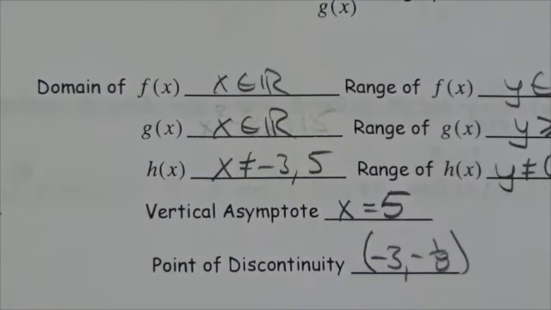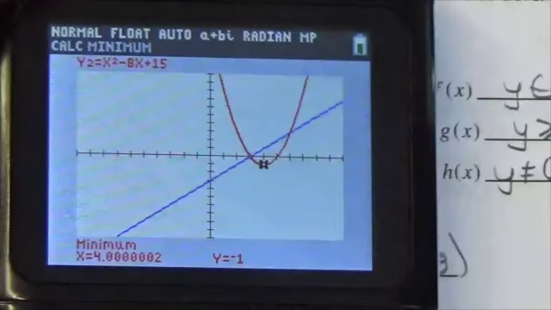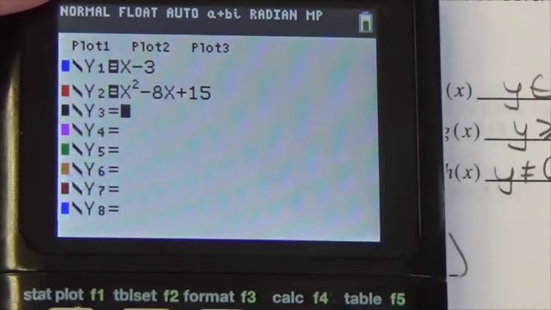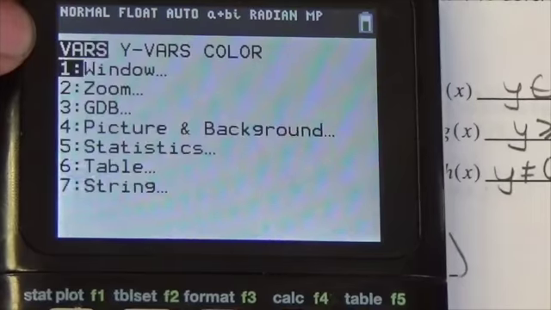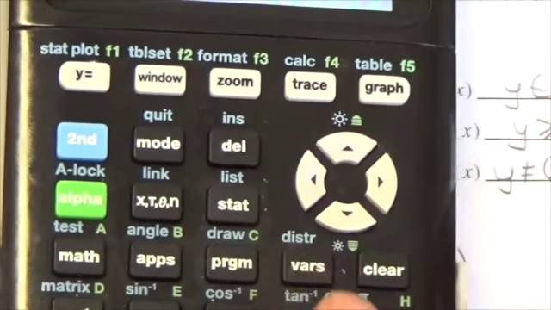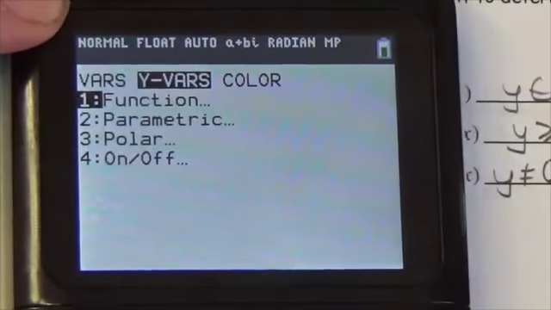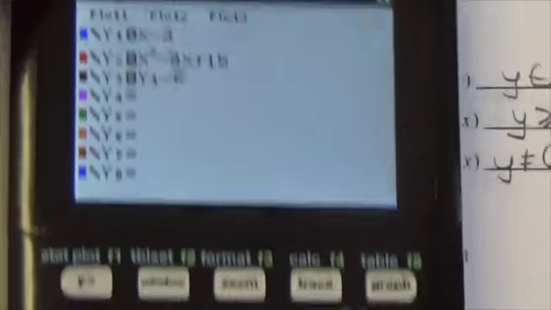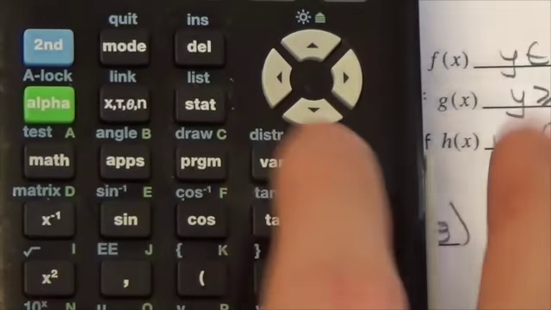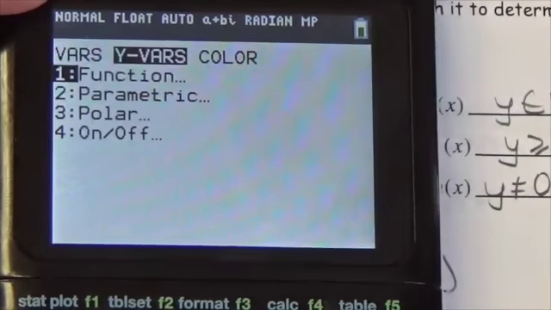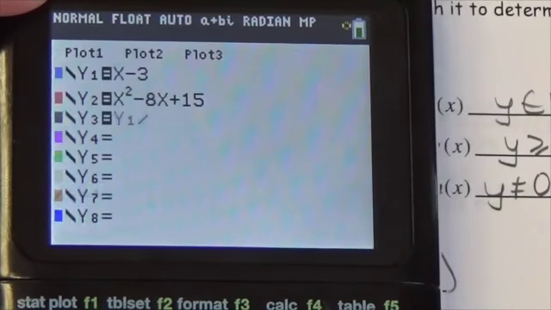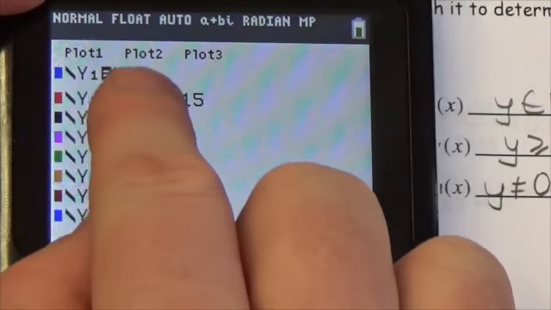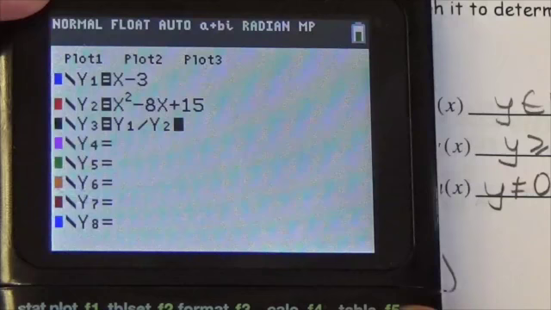Now, let's plug this stuff in. We've just plugged in those two functions right here. So I'm going to go back to y equals. Come down to y3. I'm going to press vars. Remember the vars button is right over here. Y vars, function. We're going to make this y1 divided by vars, go over to y vars, function, y2. So now my y3 here is going to be the quotient of those two, and press graph.